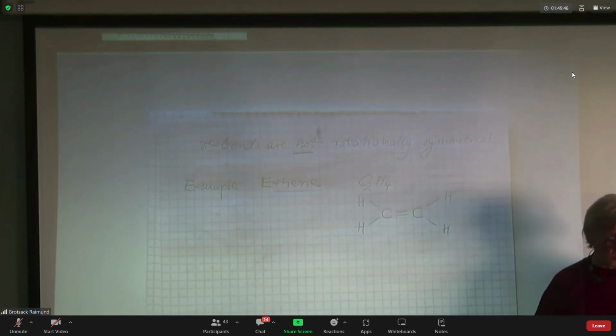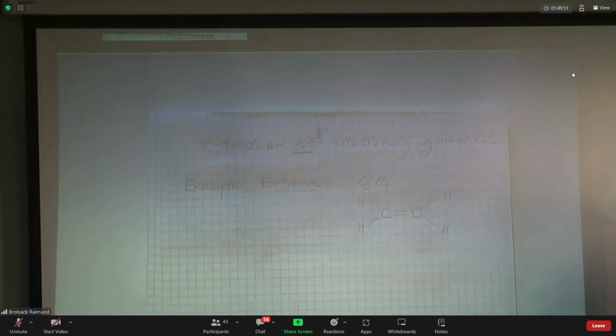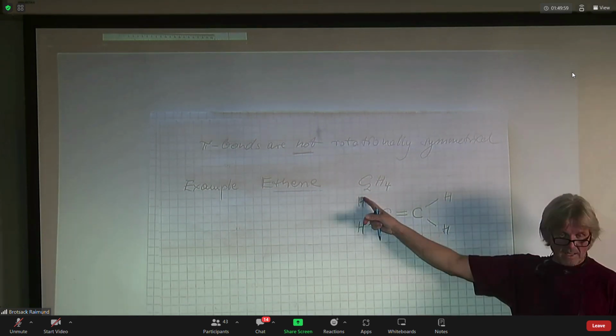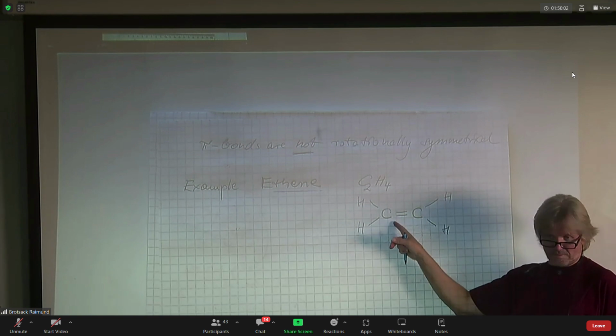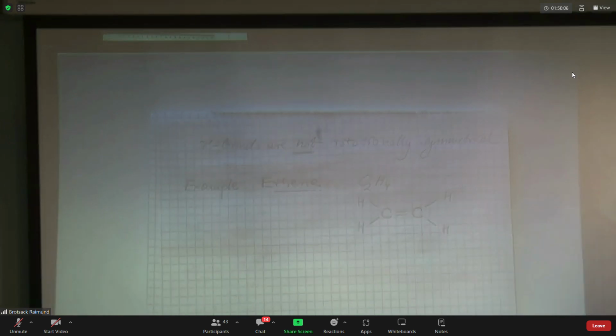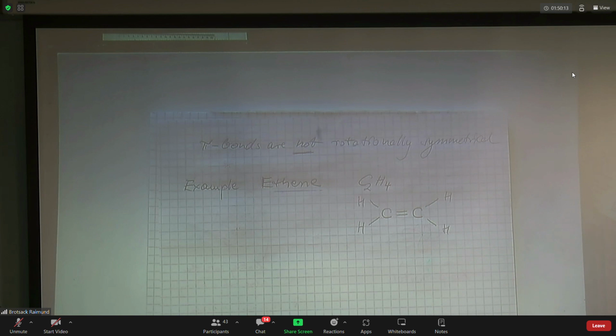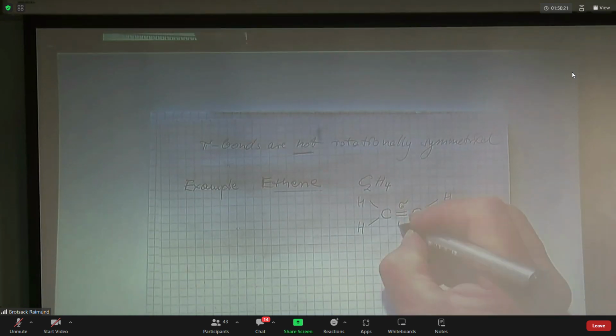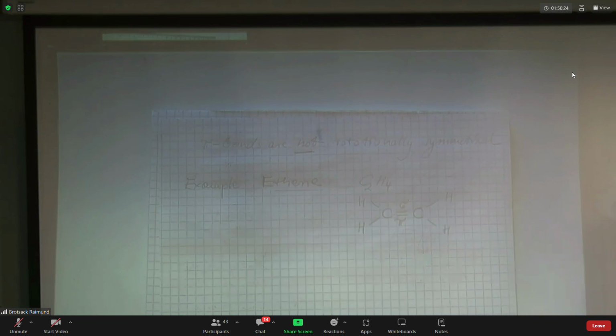If you have to draw a structure of any carbon molecule, always think on that. 4 bonds are needed. It could be another carbon or any other atom, but we always need 4. So 1, 2, 3, 4, because we have those 4 electrons in the outer shell. So one of these is a sigma bond, and the other one is a pi bond. So we are not allowed to rotate. We cannot rotate.